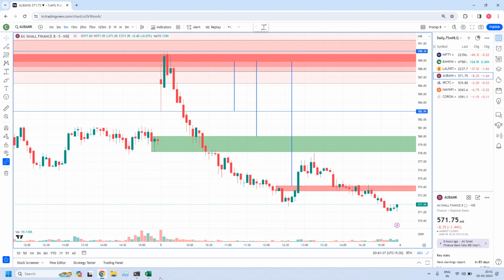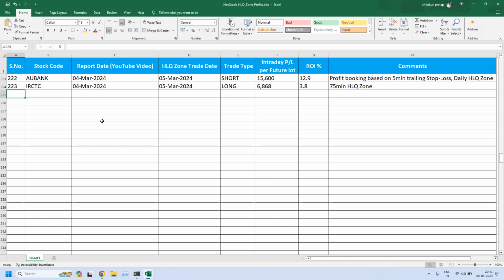So this is the way AU Bank has given a profit of 15,600 rupees. Profit booking based on a 5 minutes trailing stop loss. Actually, we mixed 1 minute and 5 minutes together. I used a mixed strategy. But finally, we exited based on the 5 minutes. I have mentioned in the comment section that I booked the profit based on a 5 minutes trailing stop loss.